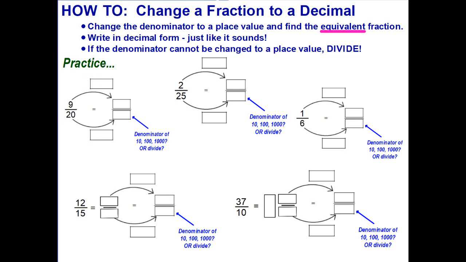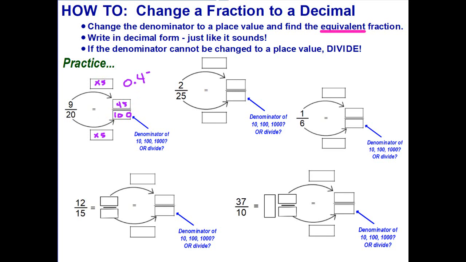Okay, let's try it. 9/20ths. Okay, think. I know 20 is not a place value, so can I change the 20 into a 10? Well, I could by dividing by 2, but I can't divide 9 by 2. I want it to be a whole number. So, can I change the 20 into 100? Sure. Use a scale factor of times 5. Use the same scale factor with the 9. 9 times 5 is 45. Now you have 45 hundredths. You write it just like you say. There's no whole number, so it's going to be a 0.